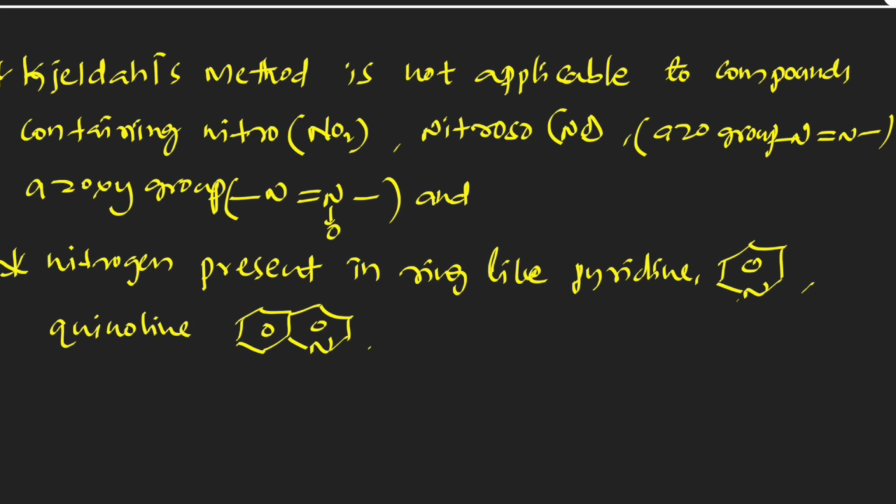Compounds containing NO2, nitroso, NO, azo and double bond N, azoxy and double bond N, nitrogen with a coordinate covalent bond with oxygen, nitrogen present in ring like pyridine, quinoline. So these compounds are not applicable to Kjeldahls method. This is very important for competitive exams like NEET and JEE. What is the reason for not being applicable to Kjeldahls method? In these compounds, nitrogen is not converted to ammonium sulfate.